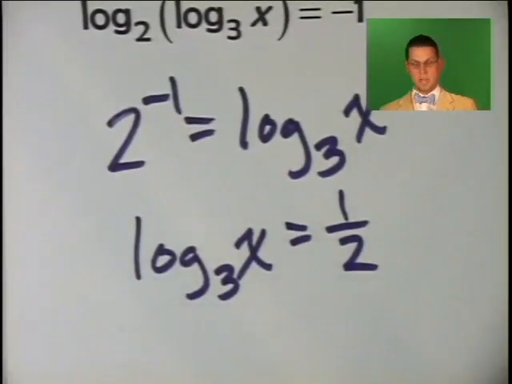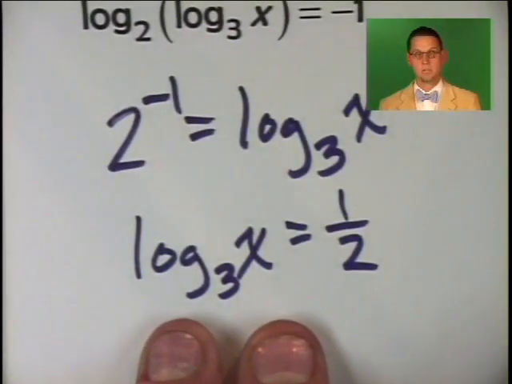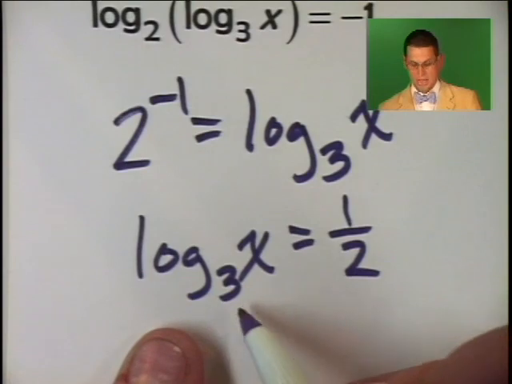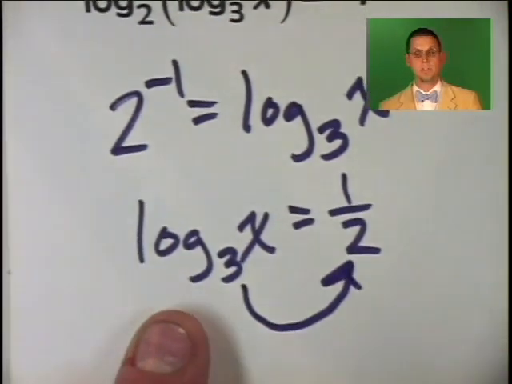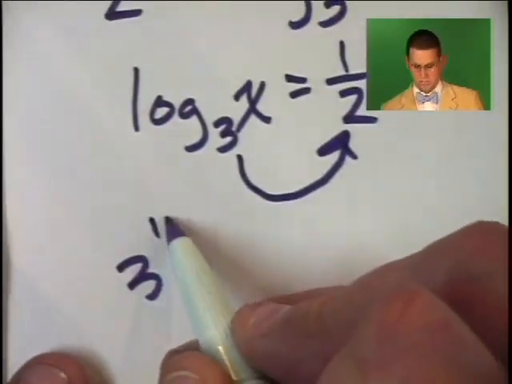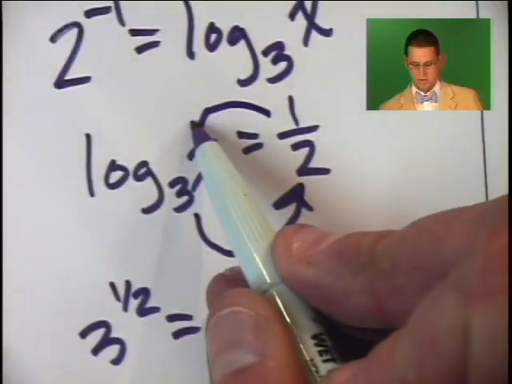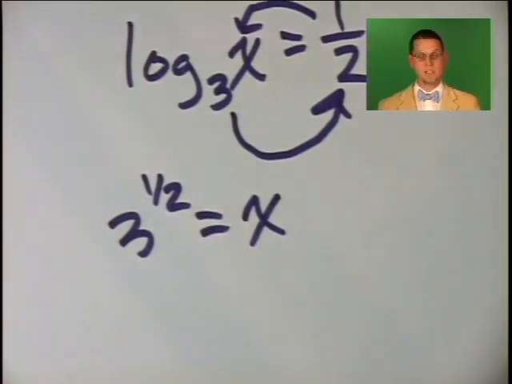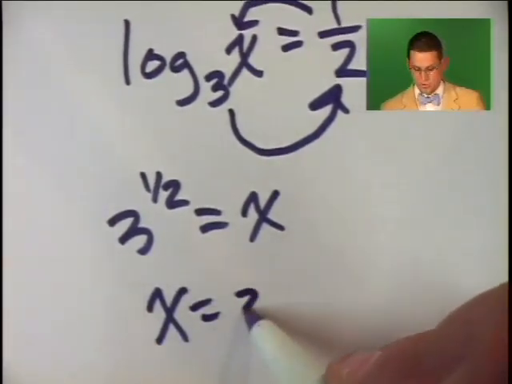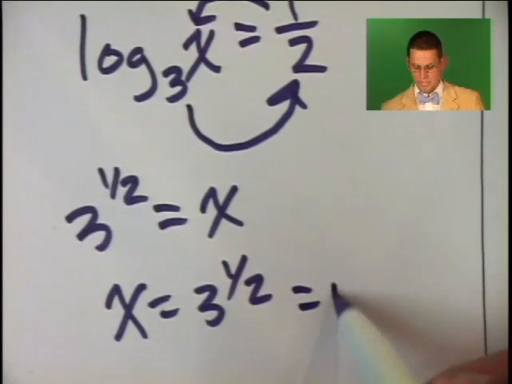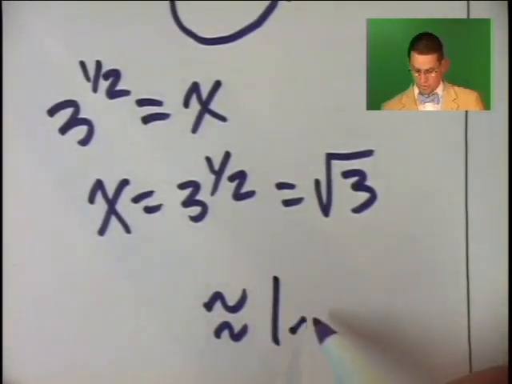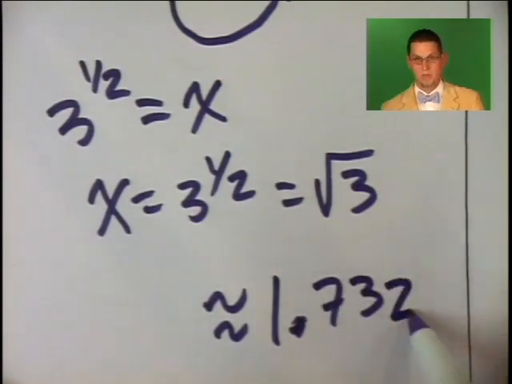Let's recalibrate. I've got a log right here. It's isolated. What do I do when I have a log and it's isolated? I convert it to exponential. So now I take base 3, raise it to the 1/2 power, which will be this, equals the thing I'm taking the log of, which is x. Well, that wasn't so bad. That is already explicitly solved for x. What is 3 to the 1/2? Well, another way to write that is the square root of 3. And the square root of 3 is approximately 1.732.